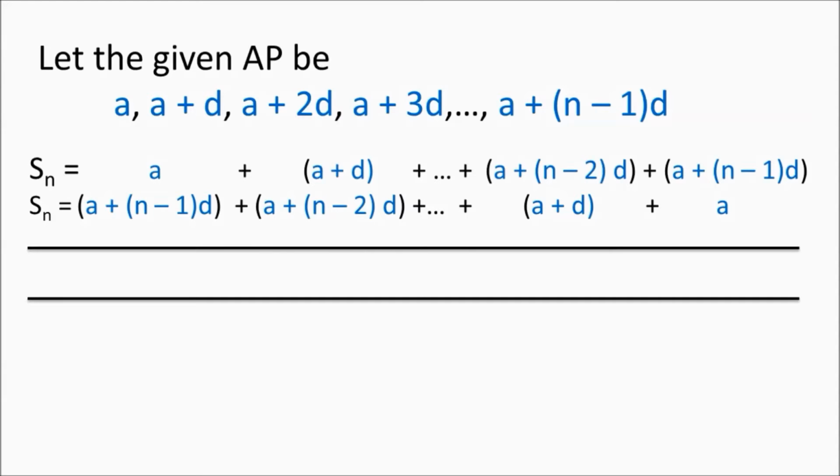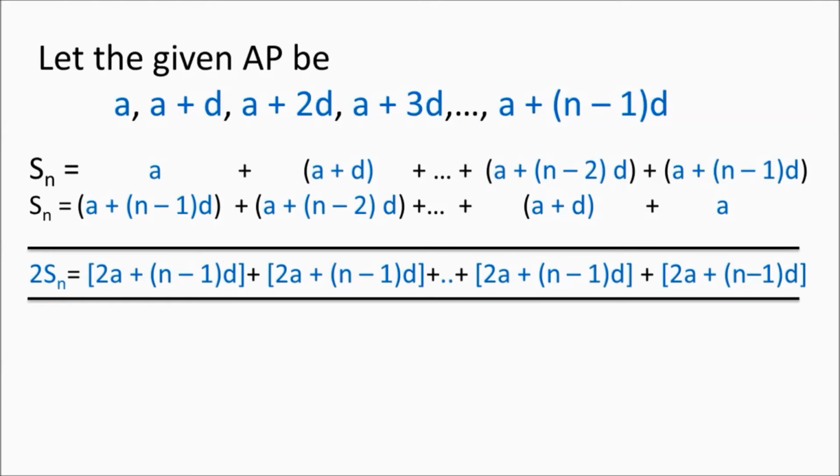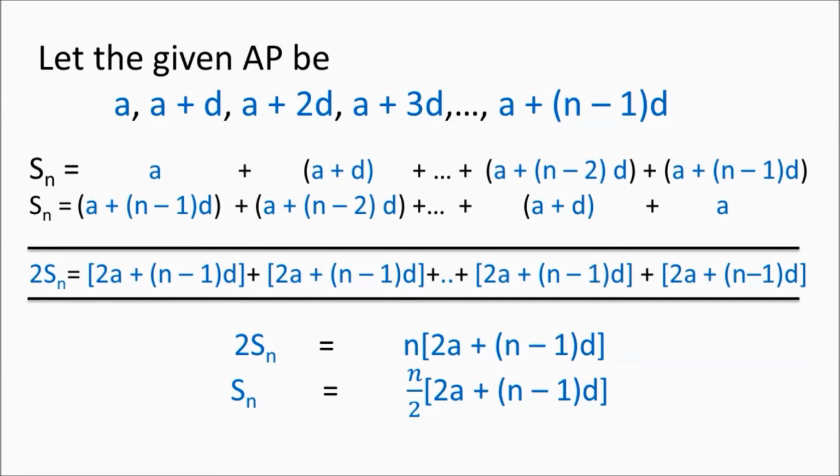On the left hand side I get 2 times Sn, and on the right hand side the sum of each vertical pair is 2a plus n minus 1 times d. So the right hand side will be 2a plus n minus 1 times d plus up to n terms. Hence twice Sn equals n times 2a plus n minus 1 into d, and Sn equals n by 2 times 2a plus n minus 1 into d. So this is the standard formula to calculate the sum of n terms of an arithmetic progression.